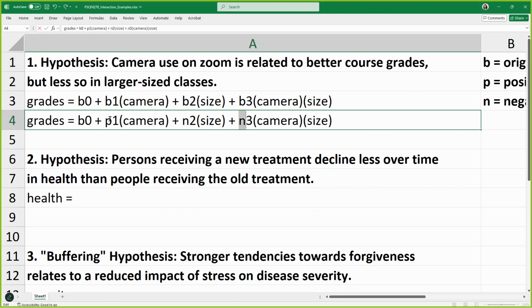So, point of the story here, if camera use is related to better grades, but less so, that is a less positive hypothesis. The interaction term would have to be negative for that to work out.